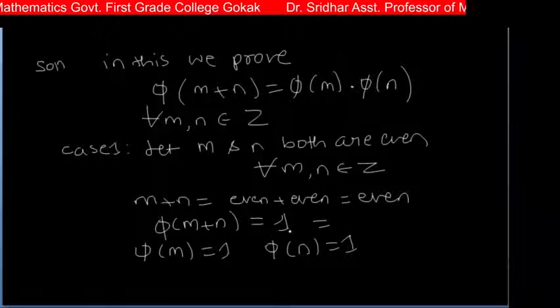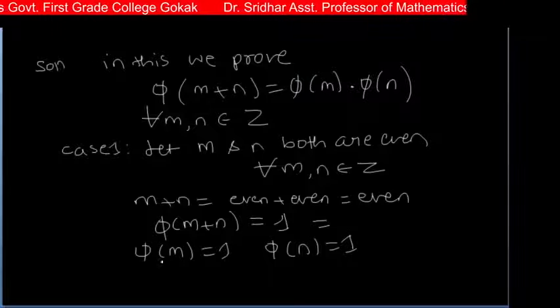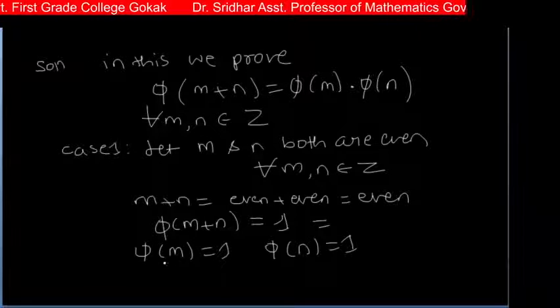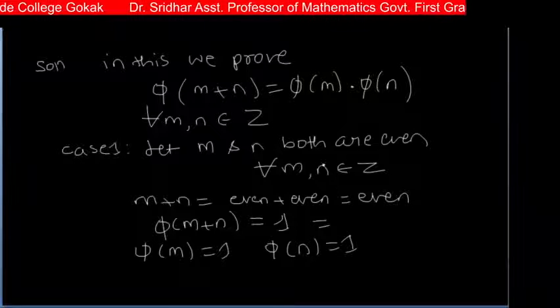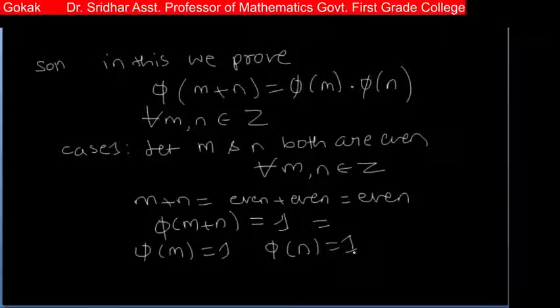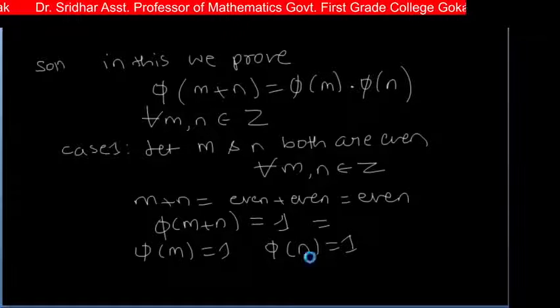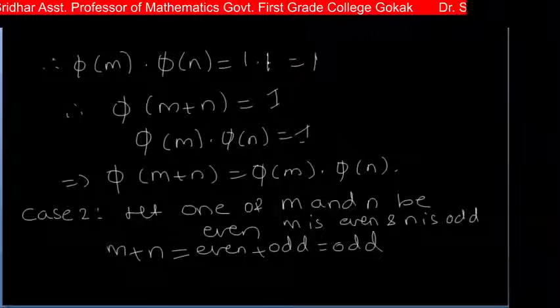So phi of m plus n is equal to 1. Okay, so next we take phi of m is equal to 1. So now m is even, so phi of m is also 1. Next n is also even, because both are even we have taken, so therefore phi of n is also 1. Okay, so therefore phi of m into phi of n is equal to 1 into 1, which is equal to 1.